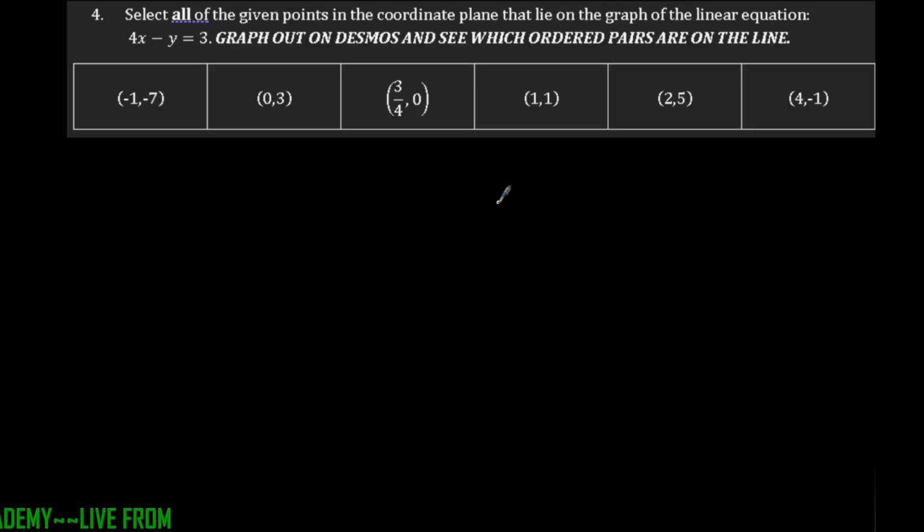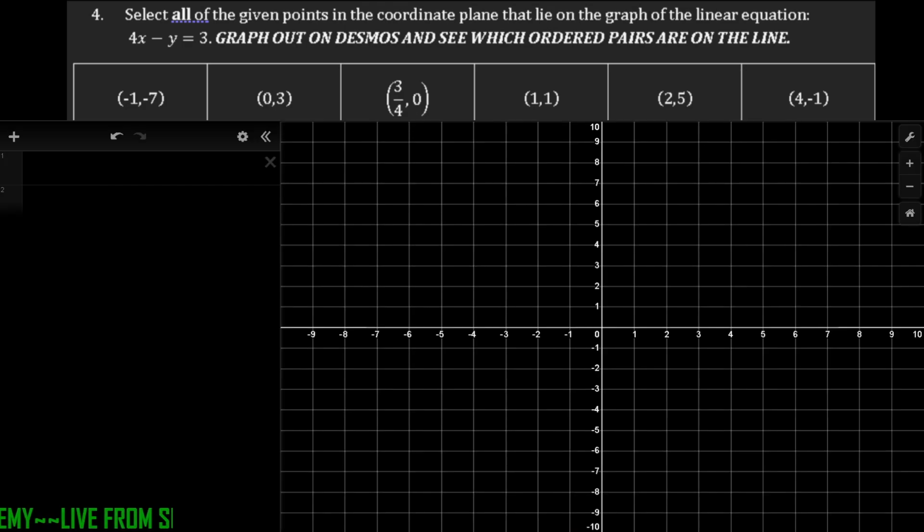For number 4, this is kind of like a recap from before. Make sure you have that Desmos calculator nice and ready. So let me clear this out and put it here. There we go. So now it says select all of the given points in the coordinate plane that are on the graph of the linear equation. So it says to graph your equation first.